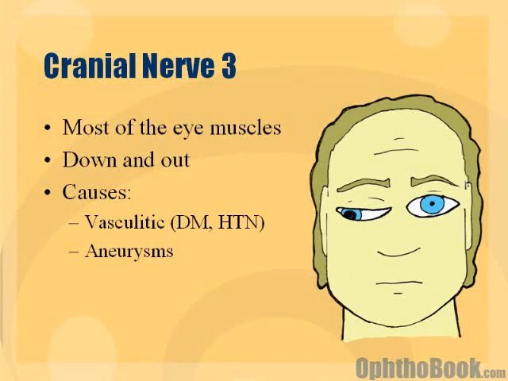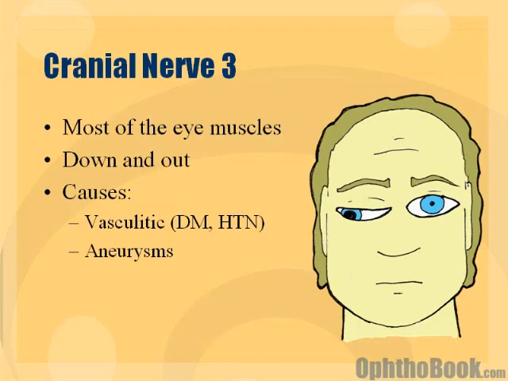Cranial nerve 3, the oculomotor nerve, is the most important nerve as far as eye movement. If you knock that out, you knock out most of the eye muscles. In fact, you don't need to remember what muscles cranial nerve 3 innervates, just remember what it doesn't innervate. It doesn't innervate the lateral rectus, because that's the abducens nerve, number 6. And it doesn't innervate that crazy superior oblique muscle with its pulley. So everything else it innervates.